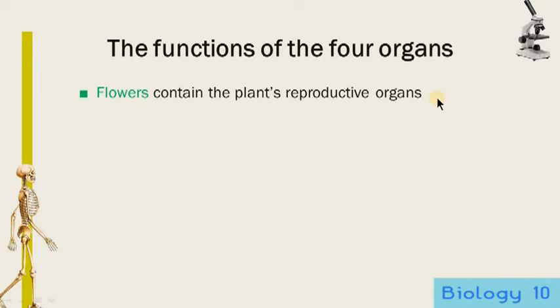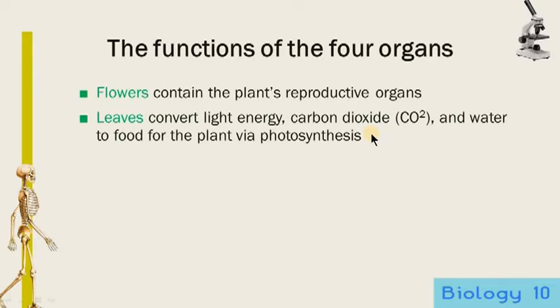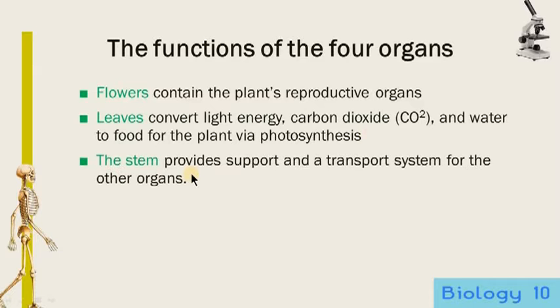The flowers hold the plant's sex organs, and this is where reproduction takes place. The leaves use light energy, carbon dioxide, and water to make food by photosynthesis. The stem provides support and a transport system for the water and minerals that go from the leaves to the flowers. It also transports food from the leaves to the roots.